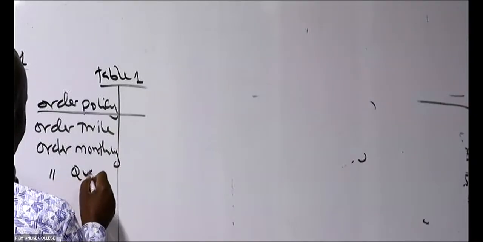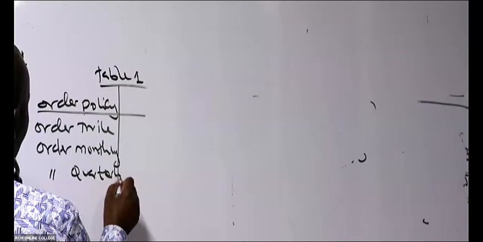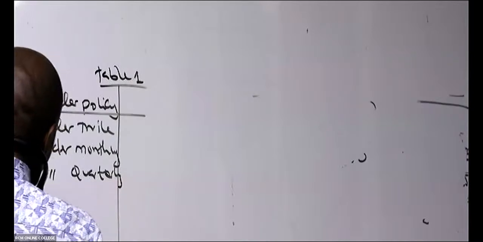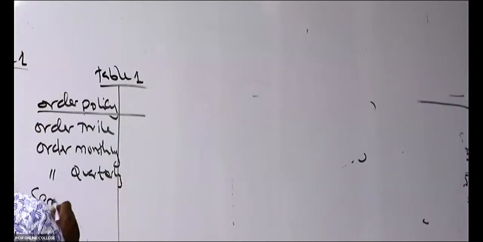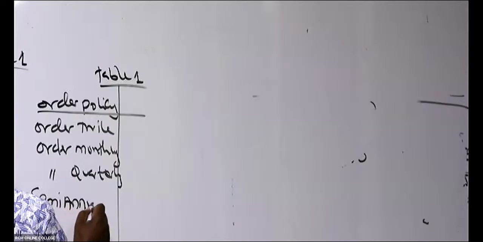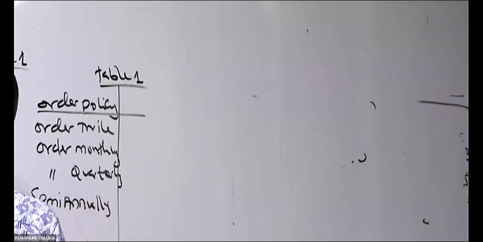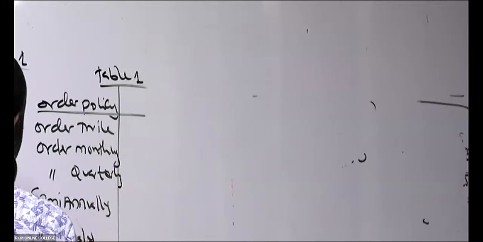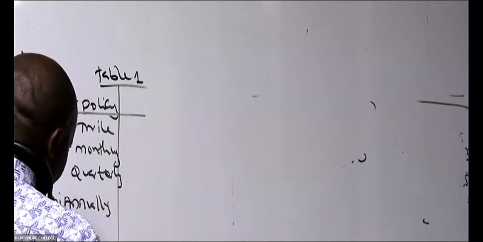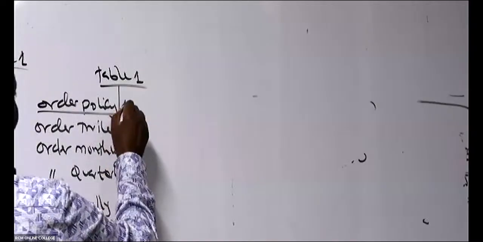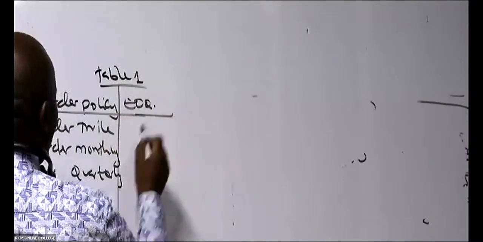Quarterly, semi-annually, then we have annually. So they've given us units of product X ordered. So that will be our EOQs.